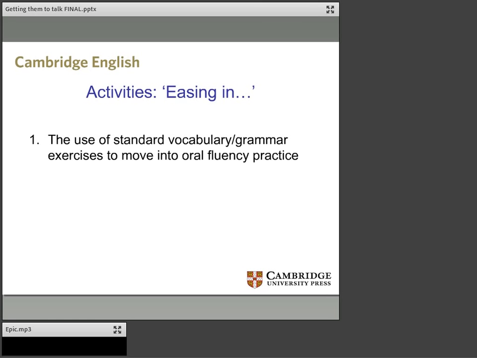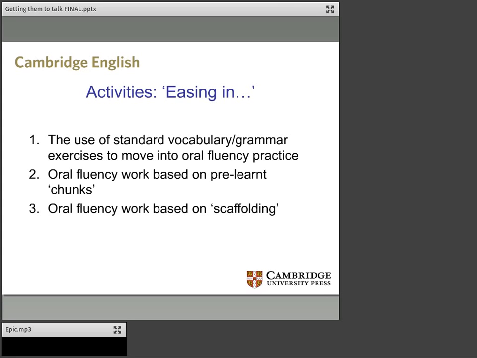So starting off with standard vocabulary grammar exercises and using them as a springboard to move into oral fluency practice. Then oral fluency practice based on pre-learned chunks of text, things that they've actually learned by heart. Then oral fluency work based on scaffolding. That's to say, they're asked to say things which you're helping them to say in some way. You've given them the framework or a grammatical pattern or something like that. And finally, oral fluency work based on their own self-expression, but still fairly easy to cope with from the point of view of level and challenge. Okay, let's look at the first one.